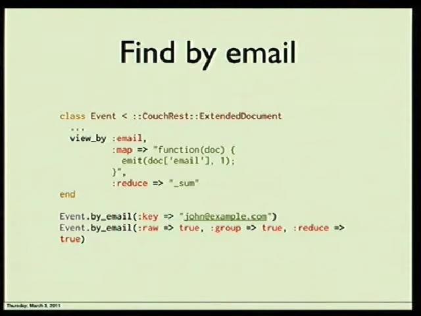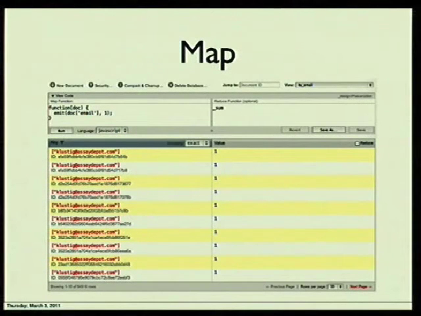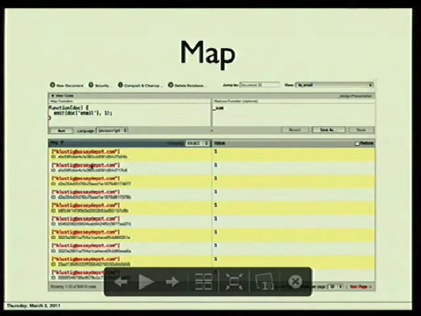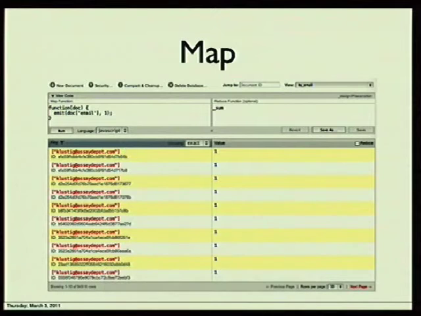So what's this look like? This is CouchDB's UI. It's a web UI. You can see our map functions on the left and our reduce functions on the right. And basically, we've just performed the map step, and you see email addresses on the left, the number 1s on the right. So we're all well and good so far.